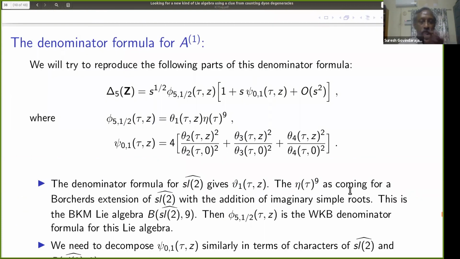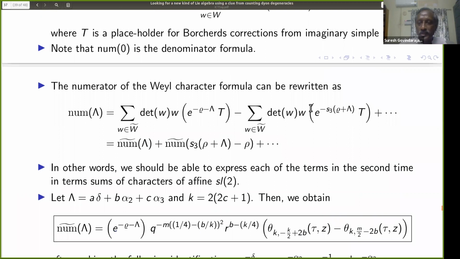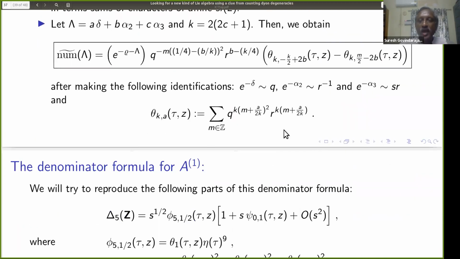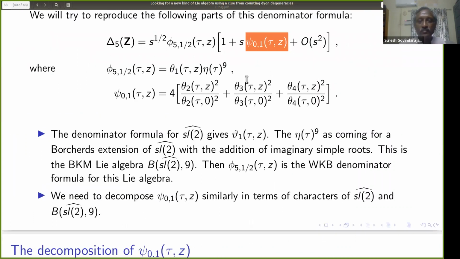So let's try to understand for A1. In that case, delta phi is S power phi 5 half plus 1, plus S psi 01, plus order S square. The reason to stop with only this term is because if I took other generators, it will give me higher powers of S. So we are only looking at this particular term, and so we have explicit things. Phi half is theta 1 eta power 9. And psi 01, for once I'm writing a formula for that, in terms of theta functions.